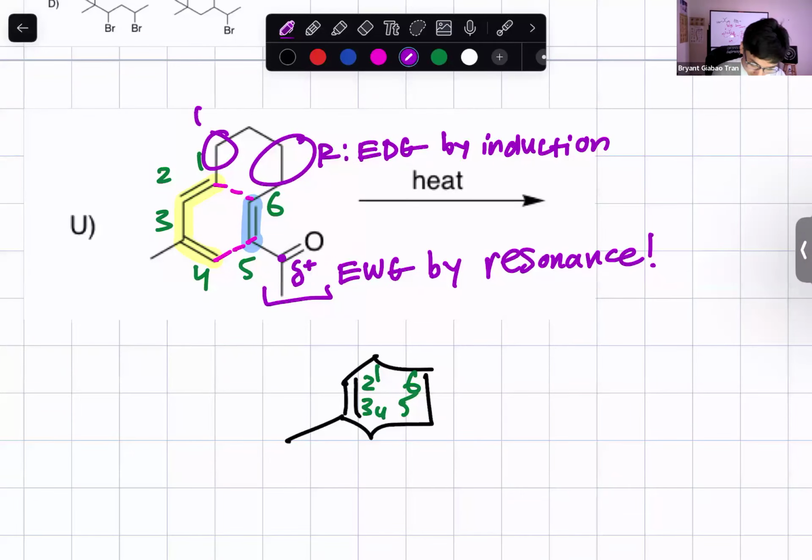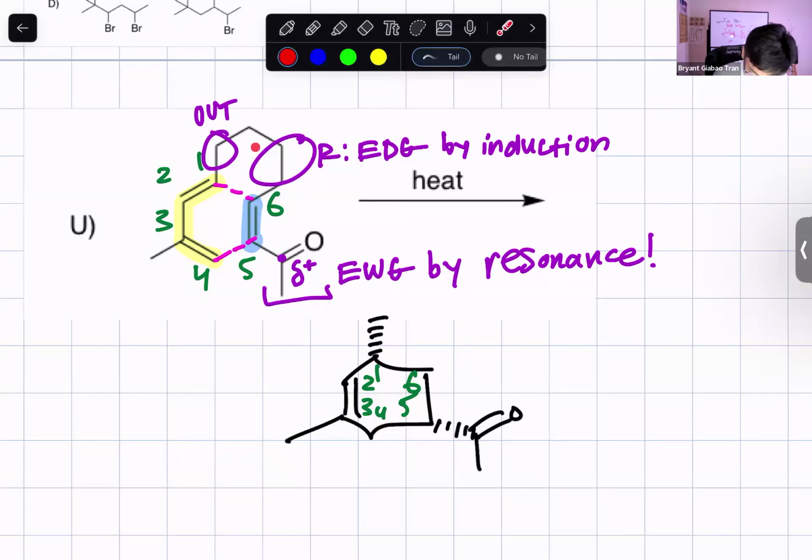Out group, right? And we already said earlier that based on the endo rule, they're going to be cis to the EWG. So if I made that a dash group, this group on atom 5 would also have to be dash as well. Now let's look at the configuration between this R group and this EWG. Are they cis or trans to each other as we see it here?